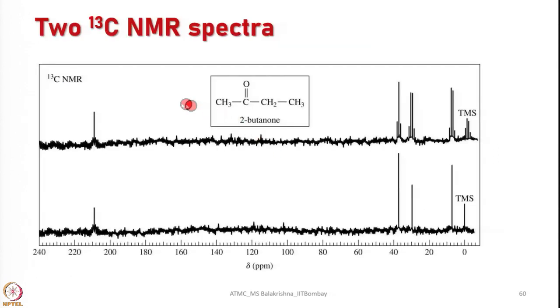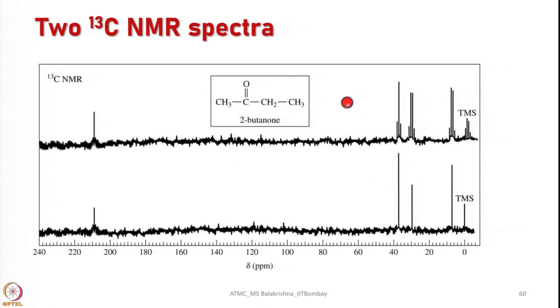You can see here, for example, this is a coupled NMR and this is a decoupled. Decoupled is very easy. We have 1, 2, 3, 4 carbons, plus the TMS standard. Whereas here also we have 4, but because of hydrogen coupling, this one is showing a quartet, this is showing a triplet, and this is showing a quartet again. So this is how it is.